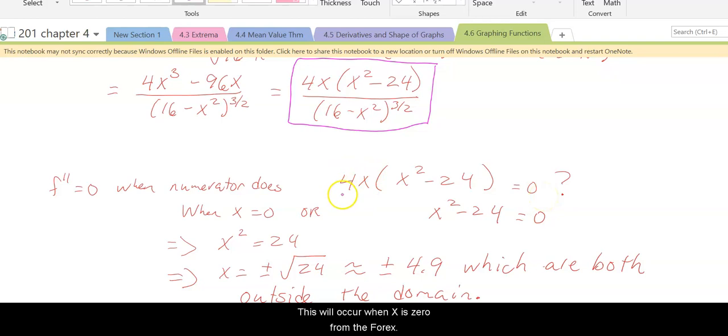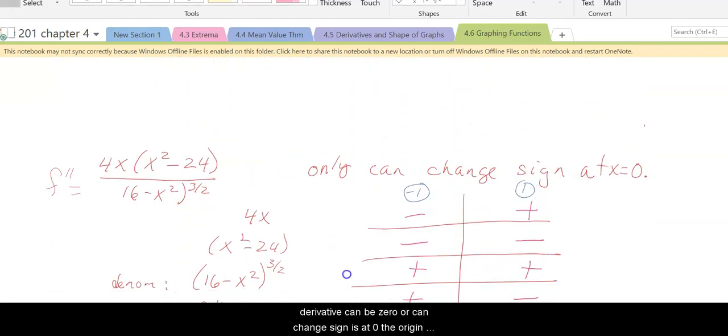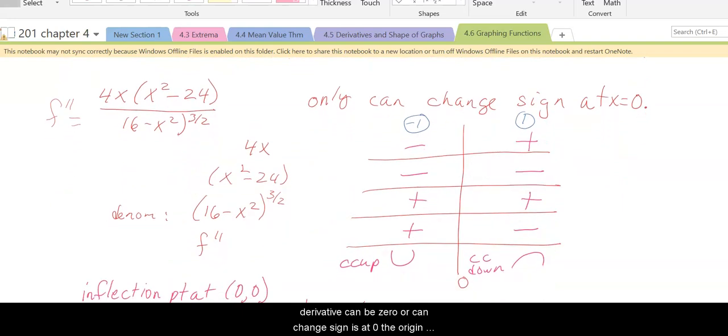This will occur when x is 0 from the 4x monomial factor, or when the binomial factor x squared minus 24 equals 0. Solving the second one, I get x is plus or minus the square root of 24, but that's very close to 5. These numbers are both outside my domain of -4 to 4, so I can ignore them. That means that the only place that my second derivative can be 0 or can change sign is at 0, the origin, that we found previously when we were looking for intercepts.